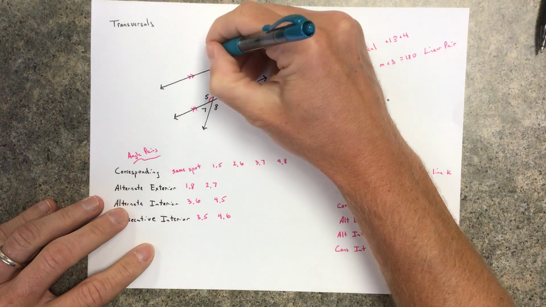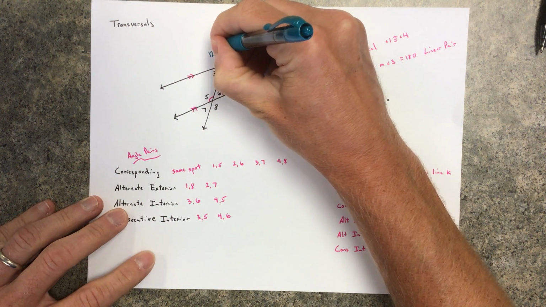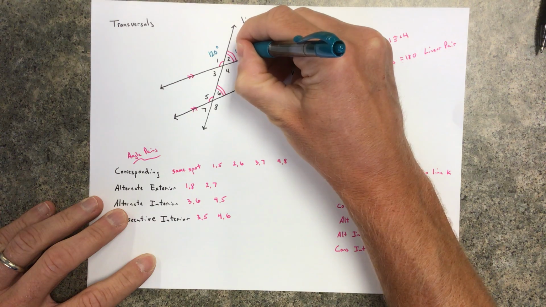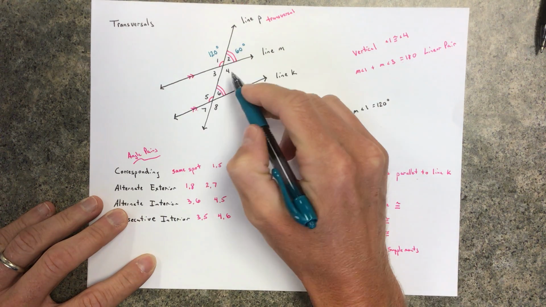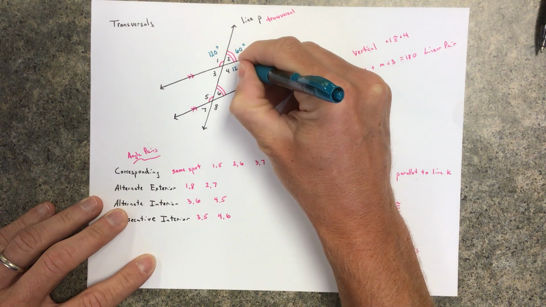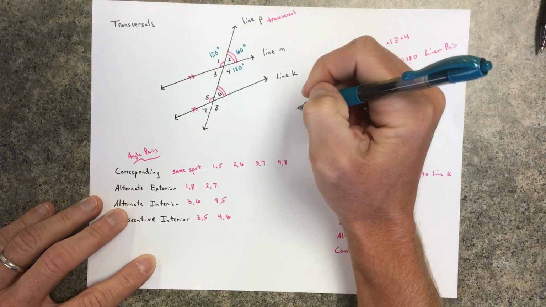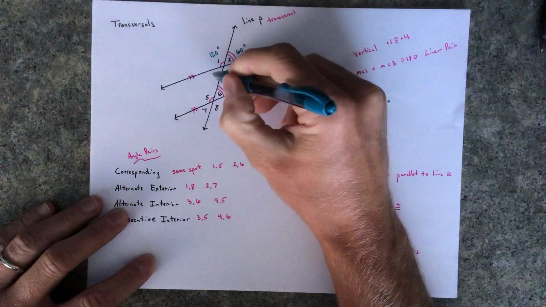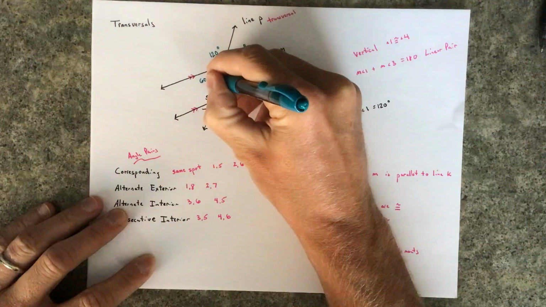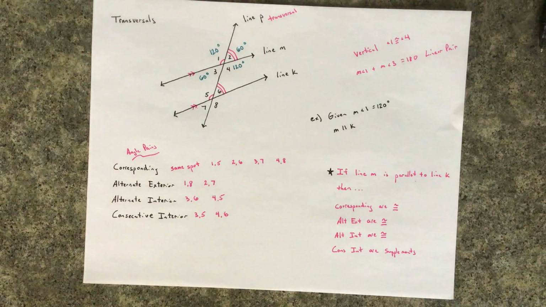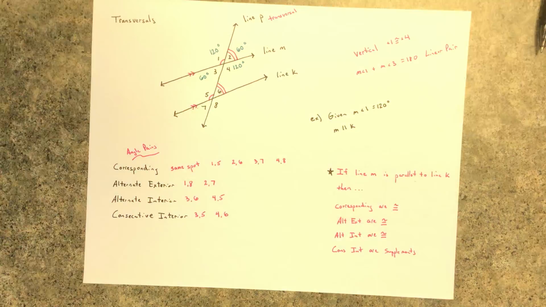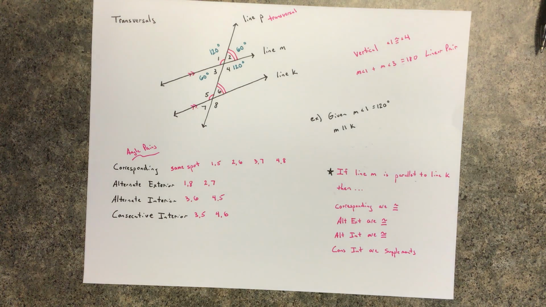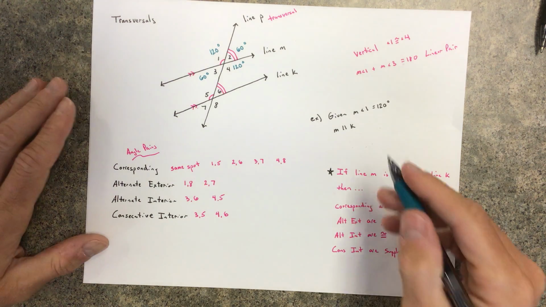If you knew this was 120 degrees, then you already know that this is 60 because 1 and 2 are a linear pair. This is 120 because 1 and 4 are vertical, and then these two are vertical, so then that has to be 60. Again, I didn't even use anything about the transversal yet. I just used linear pair and vertical stuff.